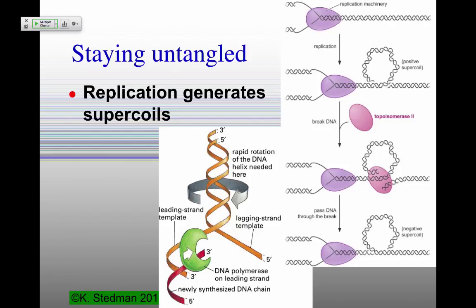Shouldn't be important. So what happens if you pull the two strands of DNA apart? What's doing that? The helicase. So the helicase is pulling these two strands apart. But these two strands are normally wrapped around each other.